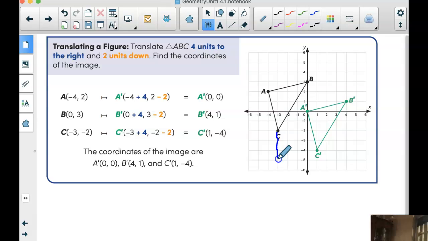And what did I just do? I made a boo-boo. Forgive me. Okay, so what do we do? Translate 4 units to the right and 2 units down. Okay, so I learned how to read. 2 units down, 1, then the 2, okay? And 4 units to the right.